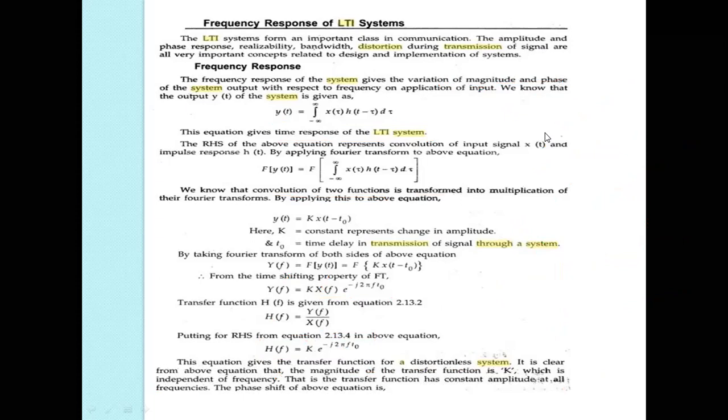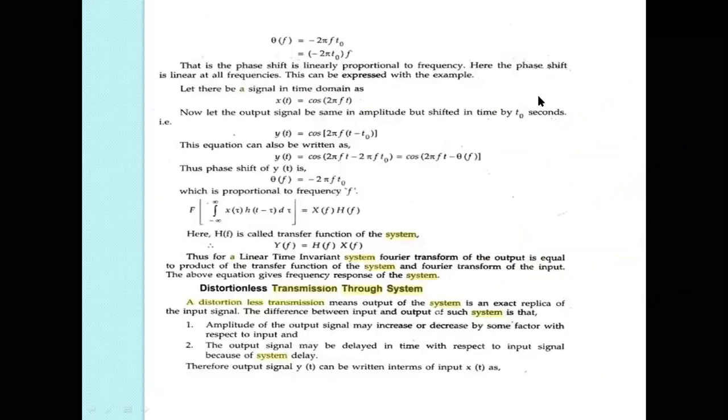2 pi f into T naught. The phase shift of the above equation has 2 pi f into T naught. The e power minus is there, so theta f is equal to minus 2 pi f into T naught. That is, the phase shift is linearly proportional to the frequency.